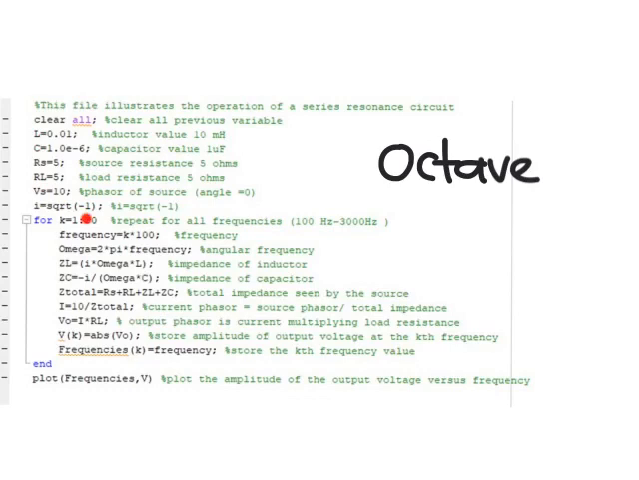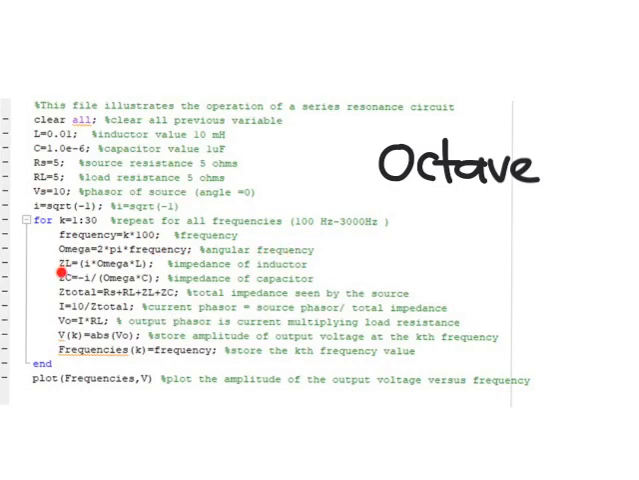So I'm going to calculate the impedance at 30 different frequencies. So I'm changing the impedance of my source. Frequency is k times 100. So the frequency will go from 100 hertz to 3000 hertz. I calculate the corresponding omega. Omega is 2 pi f.